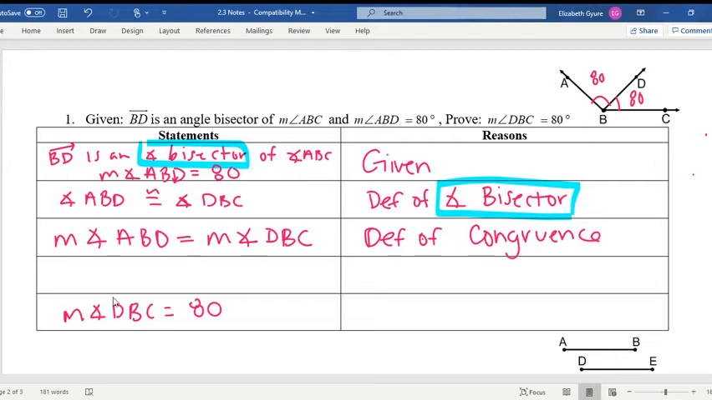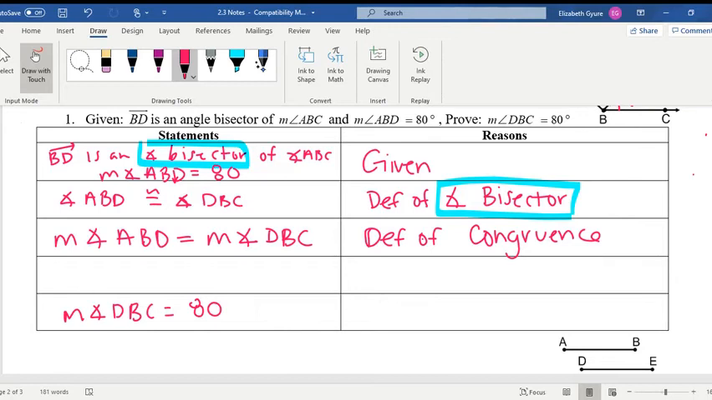All right. So now we have an equation. It's almost where I want it to be, but not quite. We have angle DBC in there, which is good. We need that at the end, right? But we need to show that angle DBC equals what? 80 degrees. Well, look at your given.